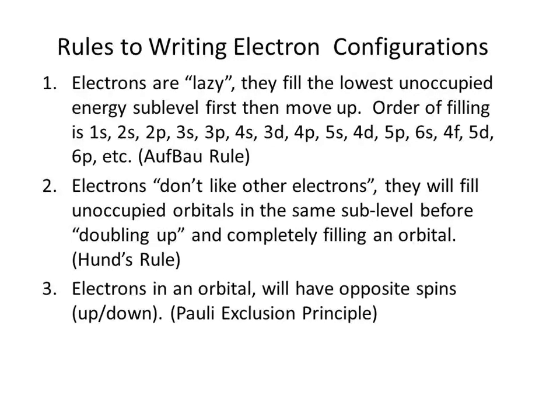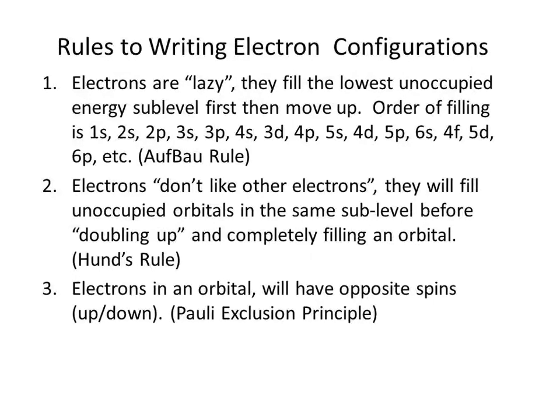Rule number 1, electrons are lazy. They will fill the lowest unoccupied energy level first, and then they will move up. So there's an order to the filling of these orbitals, and that is the 1s, 2s, 2p, 3s, 3p, 4s, 3d, etc. This is called the Aufbau rule, and we'll show you why they fill in this particular order in a few minutes.